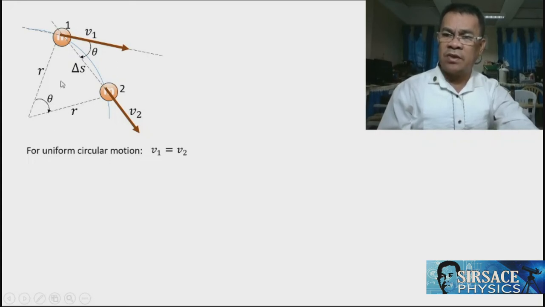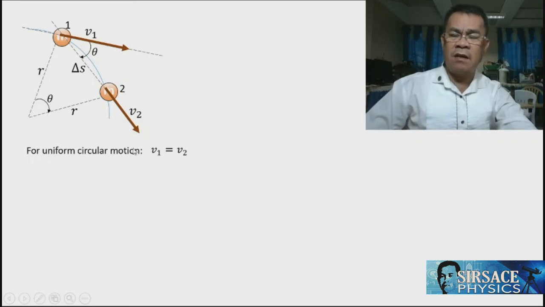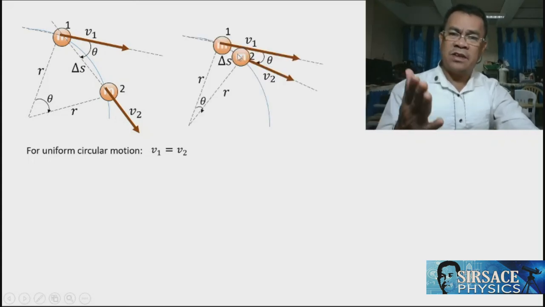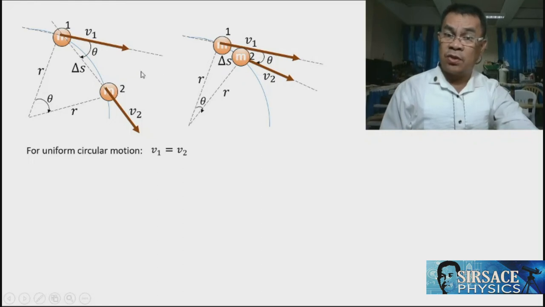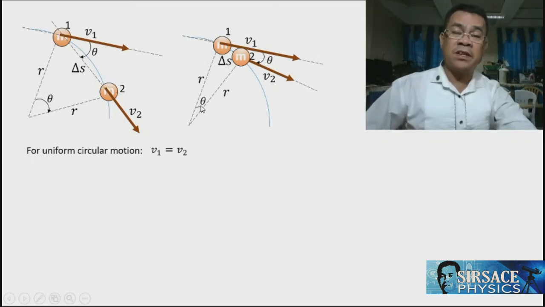So if this will reduce, this must be reduced also, because the deflection angle and the central angle are always the same. So therefore this will be the result. If you let this point be closer to point 1, we have this deflection angle shorter compared to this angle. But whatever the deflection angle is, it is the same as the central angle. Take note, this is still a triangle.